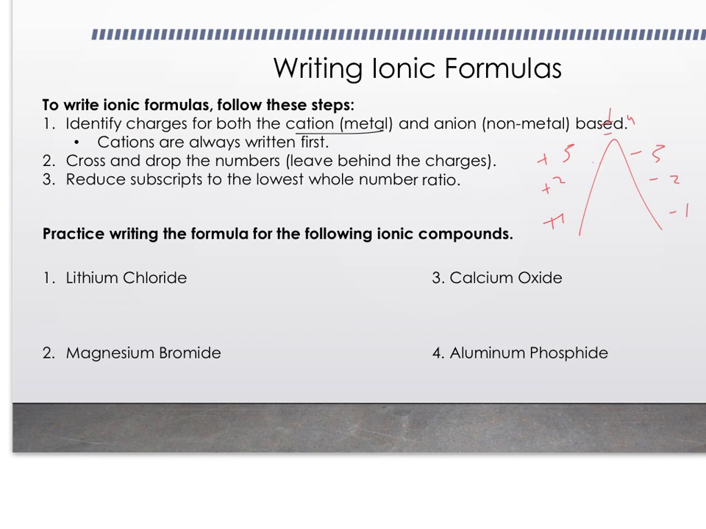So lithium is first, and the chloride ion is going to be written second. That's your nonmetal. The symbol for lithium is Li. It's in group 1, so it forms a +1 charge. Your chlorine is in group number 7 with the symbol Cl, and forms a -1 charge. Whenever you cross and drop, we leave behind the charges, so the 1s will cross over, and 1s are understood. So your formula for lithium chloride is Li1Cl1, but you don't have to write the subscripts for the number 1. So the formula for lithium chloride will just be LiCl.